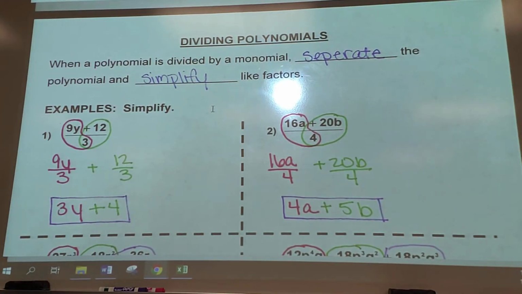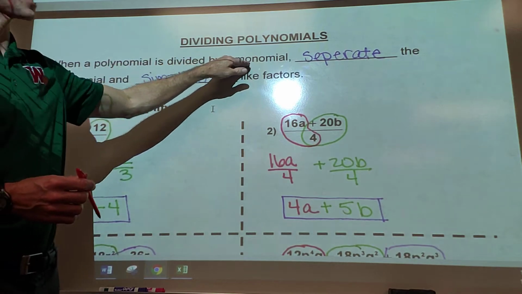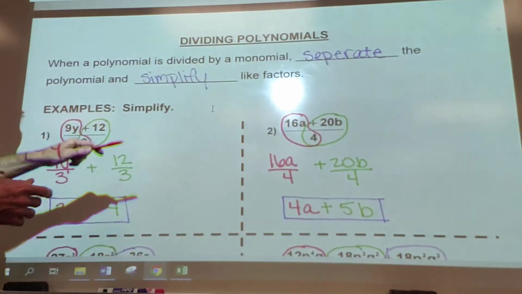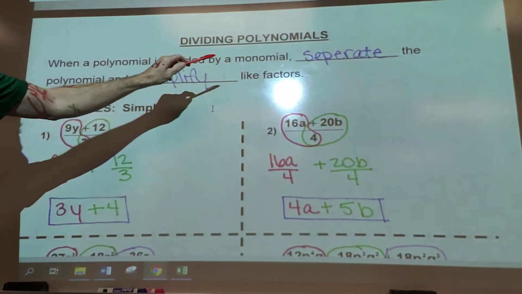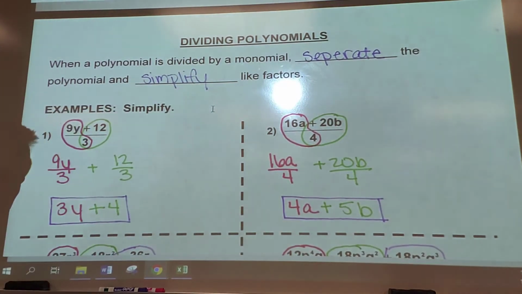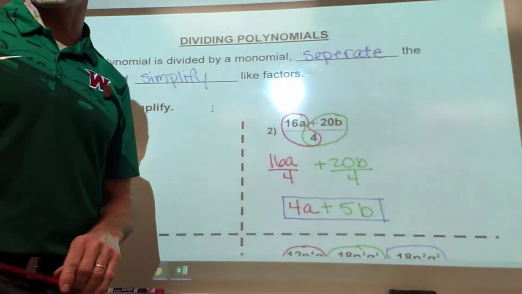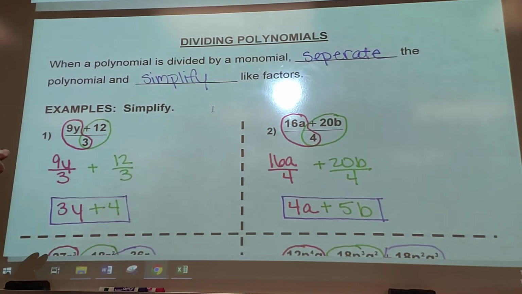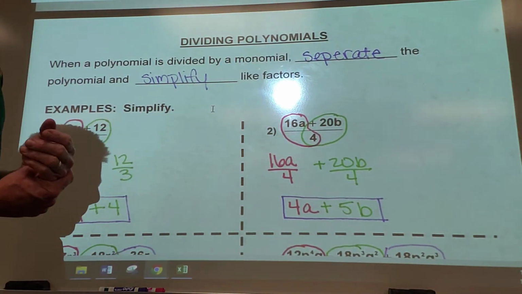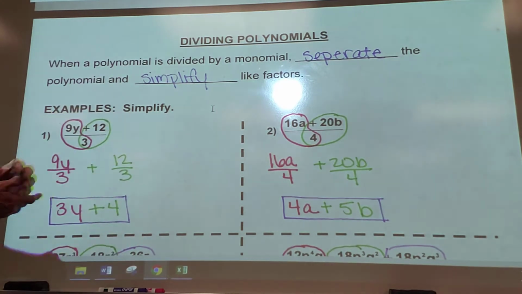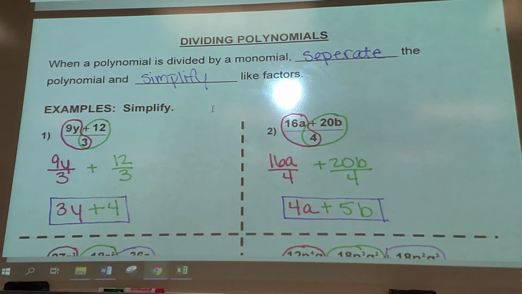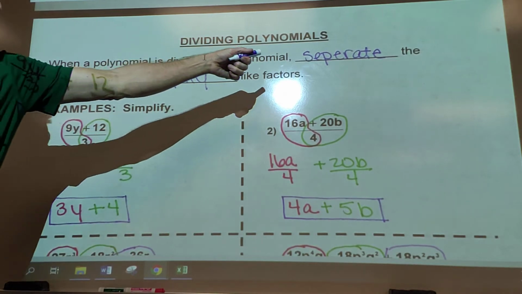When a polynomial is divided by a monomial, separate the polynomial and simplify like factors. Just like the last video, we'll talk about these two here, and then I will work through a few of those with you. The problems I do not work, I will throw the answer key up there and let you check some of those as well. So dividing, it says separate.